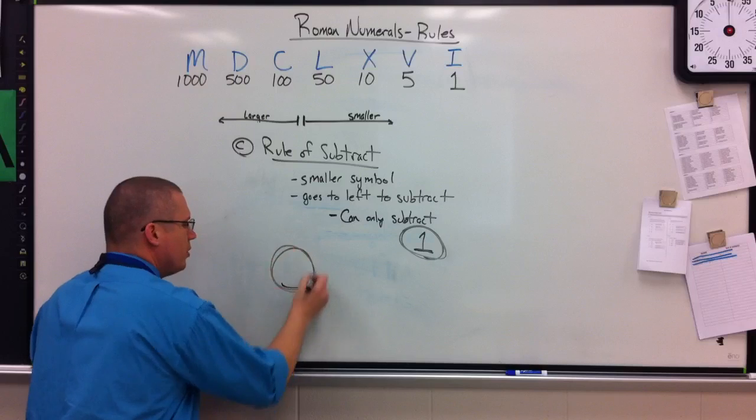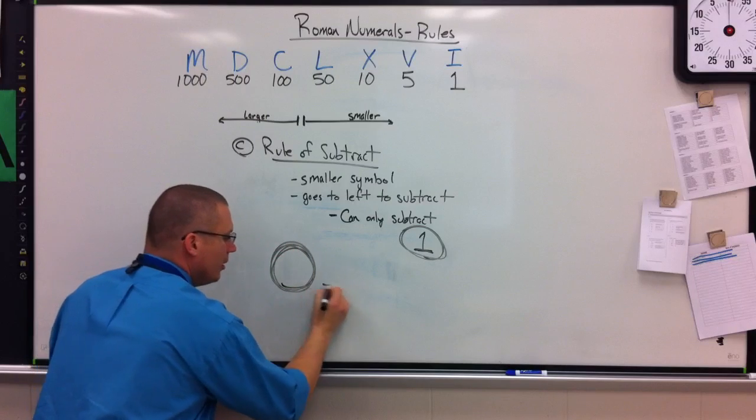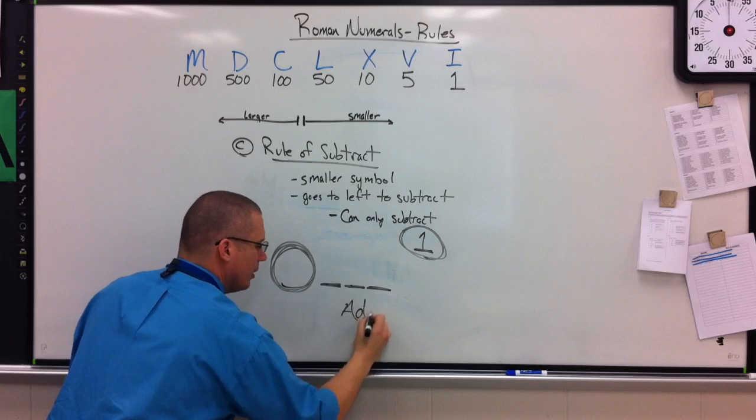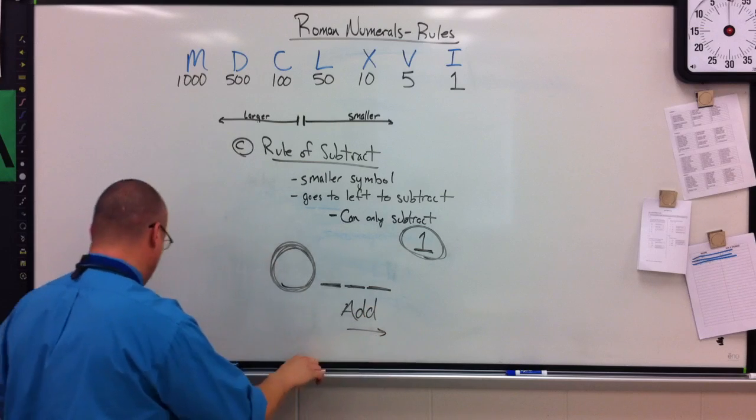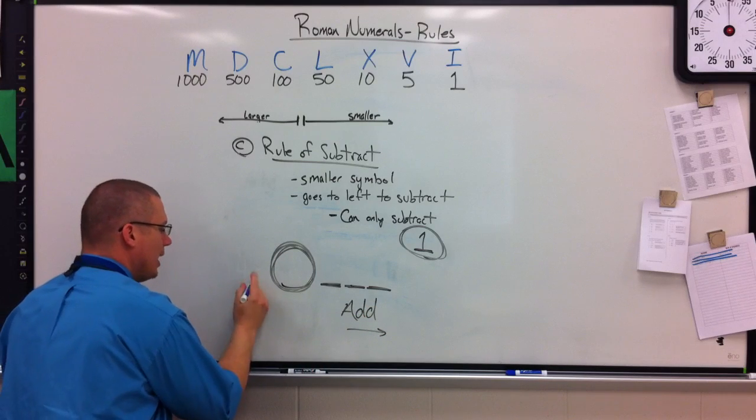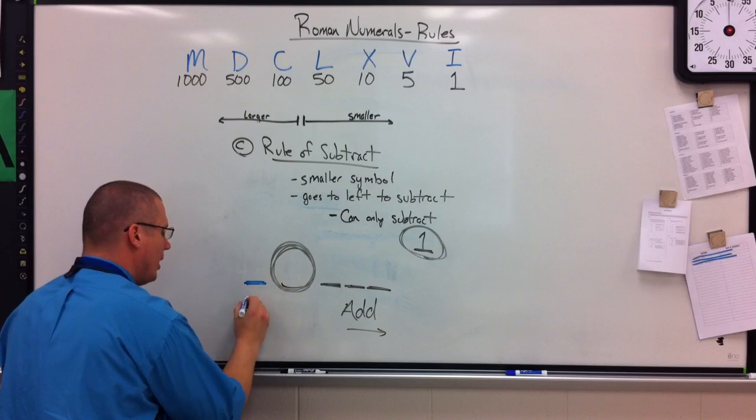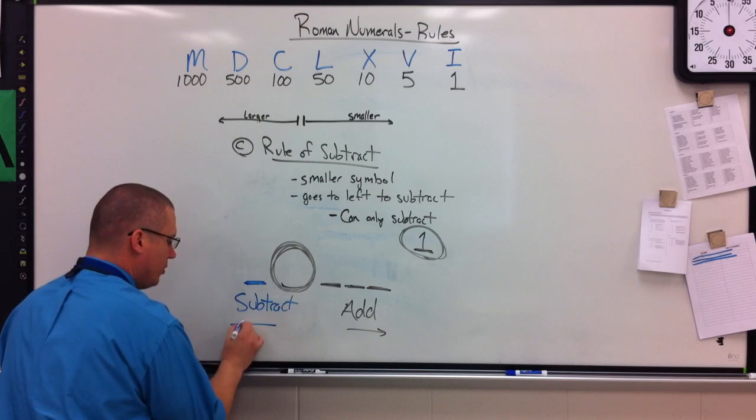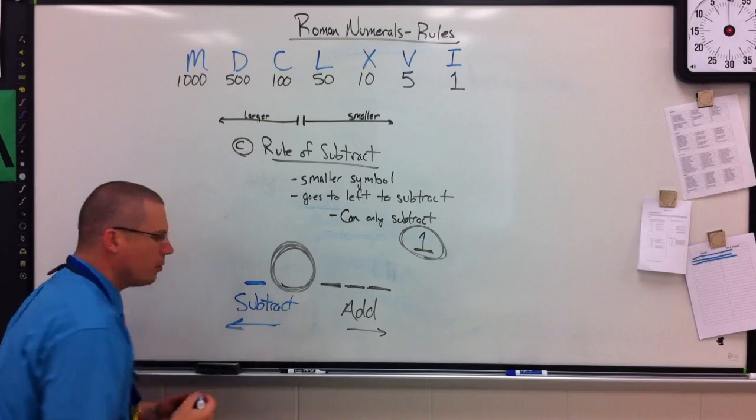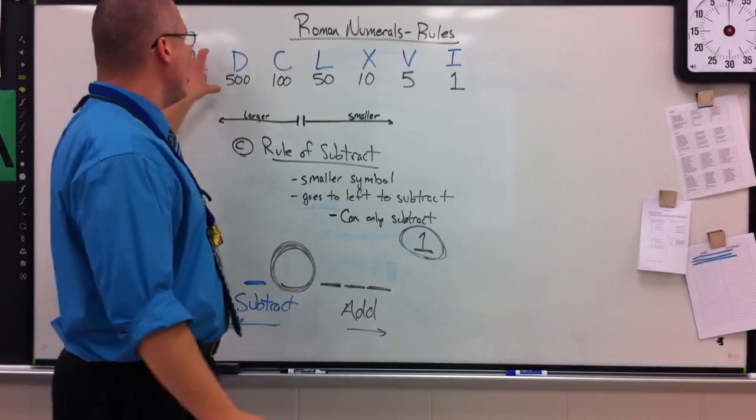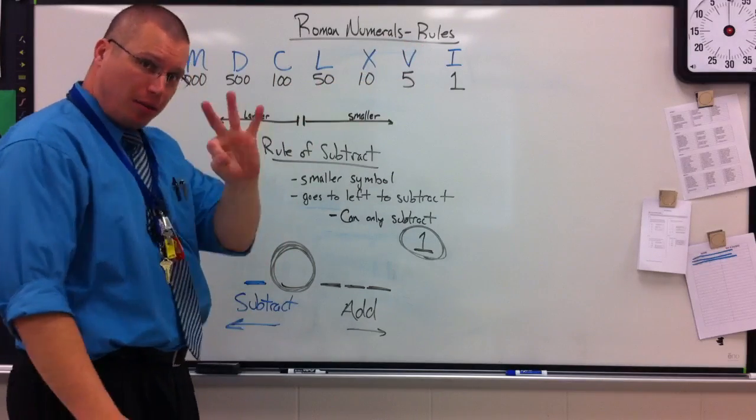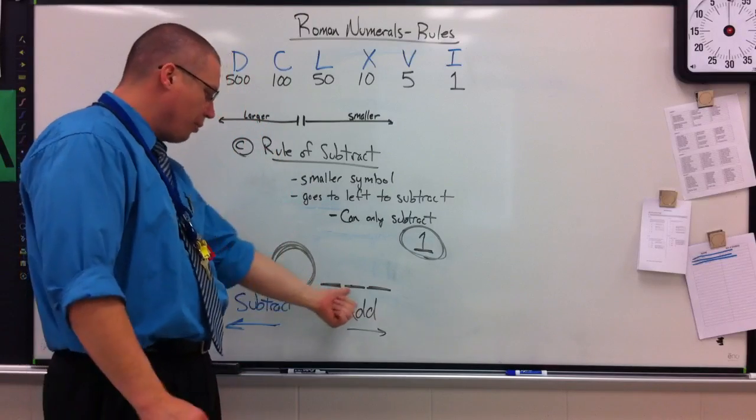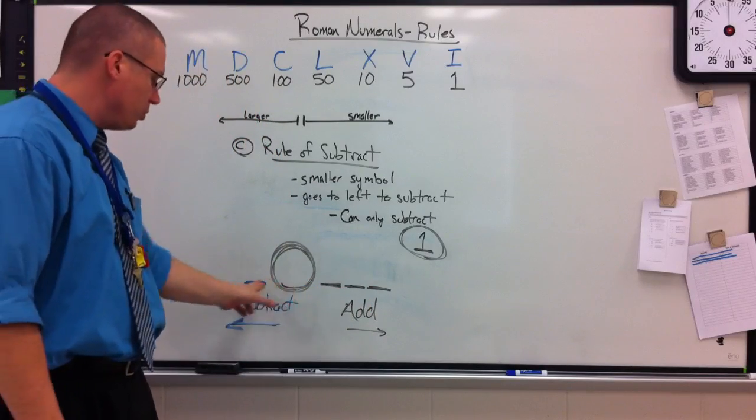So let's pretend this is my main symbol. Adding, I can add a maximum of 3 things to the right. Add is to the right. Subtracting is to the left, and I can only subtract 1 item. So maybe this is a better picture for you to see. This is Roman numerals. Know the symbols, and there are 3 rules. Rule of 3, my rule of addition, which is 3 to the right, my rule of subtraction, which is 1 to the left.